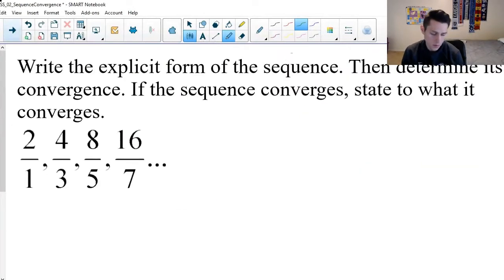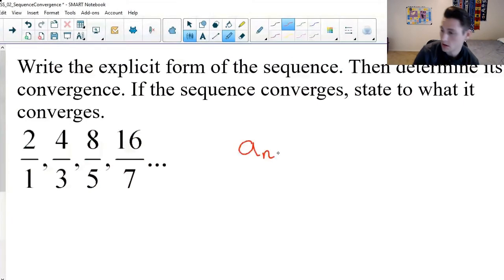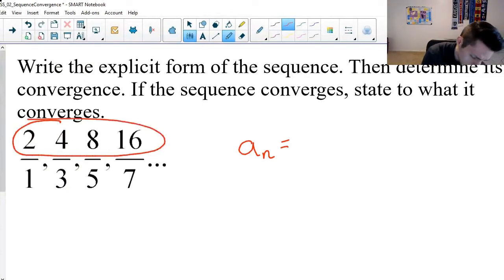Let's go again. So write the explicit form of the sequence. Then determine its convergence. If the sequence converges, state what it converges to. All right, so I want to figure out what this formula is. So again, I've got some fractions. So think about the numerator and denominator individually. This should help. So for example, my numerator is going 2, 4, 8, 16. Again, I recognize these as powers of 2.